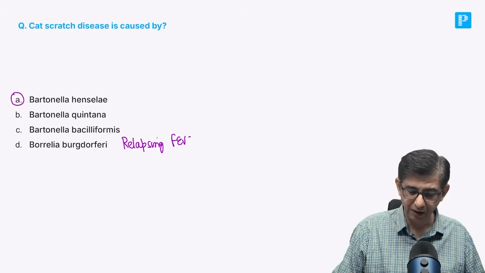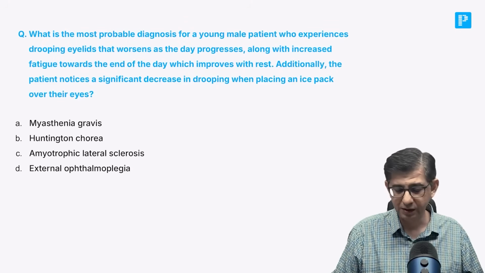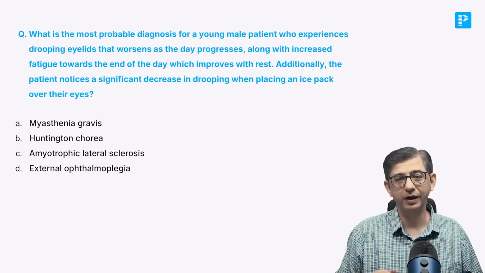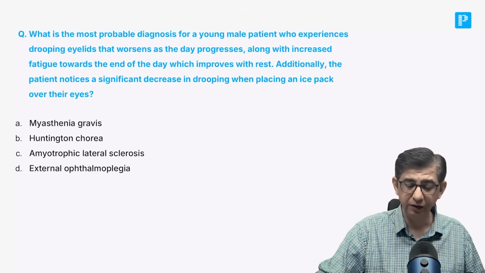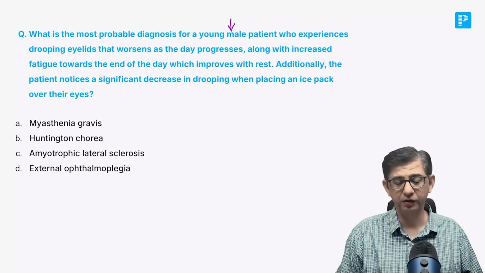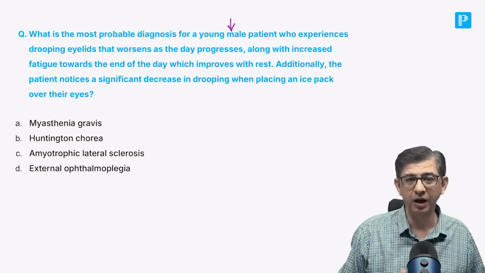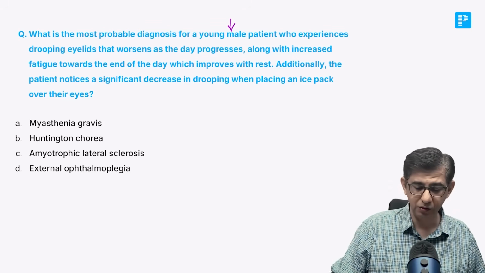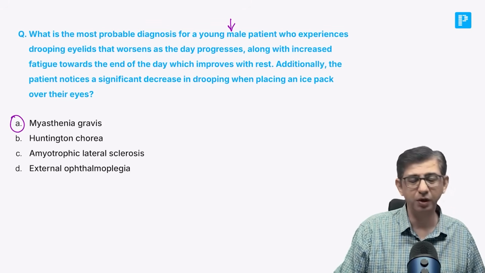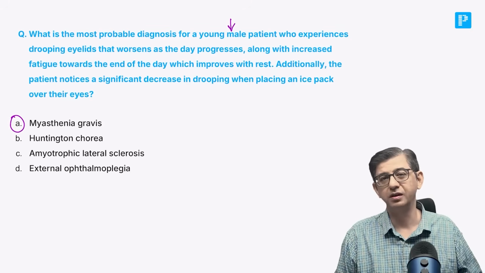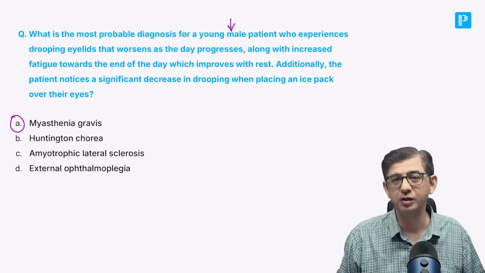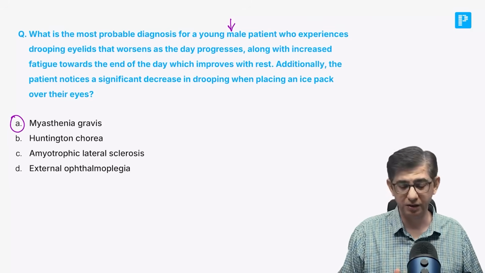And as far as the next one is concerned, a young male with drooping of eyelids. The only thing is it is a young male, not a female. And he says that the symptoms of the patient are worsening as the day is progressing. And moreover, an ice pack test is also given. So this is unmistakably myasthenia gravis. In myasthenia gravis, we have deep tendon reflexes being normal in spite of the muscle weakness.